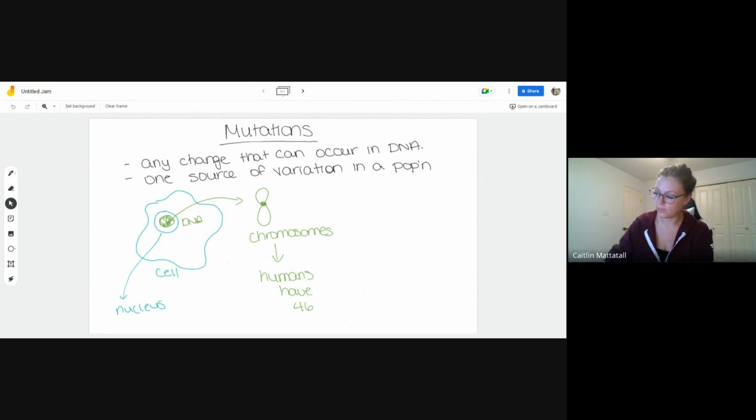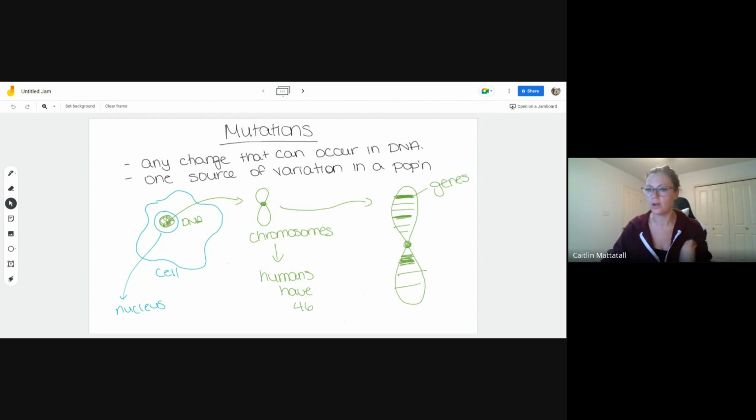On your chromosomes, when you zoom in on them even more, they have a bunch of these kind of binding patterns. Some of the lines are going to be really, really dark, and some are not. These are genes. So your genes are like your hair color, your eye color, your skin color, your blood type. All of those things are found in these genes.